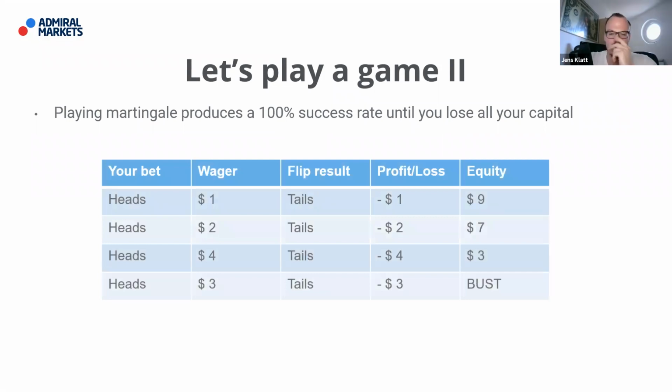So now we play the same game. We have four times in a row where we lose. And then you can see we have again $10. That was our equity stake.